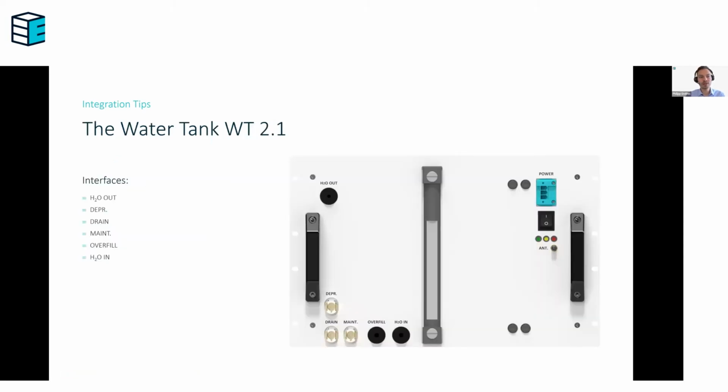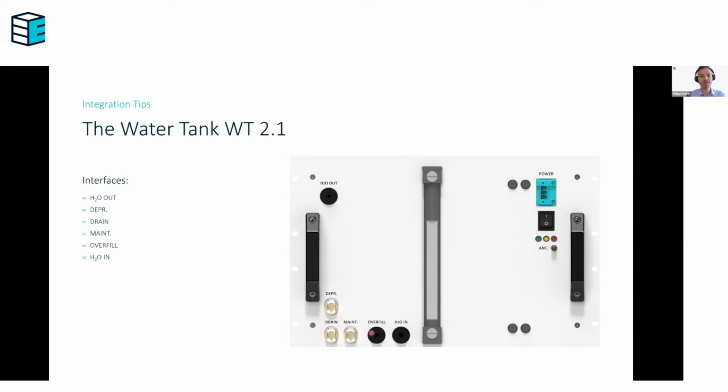So let's talk a little bit more about the water tank, so that you know what the interfaces of these devices are and how to connect them to the other systems. On the top of the device, you have the H2 out. This is where the water from the water tank is provided to the electrolyzers. Then, of course, you have an H2O in port. Here you will attach your water purification system.